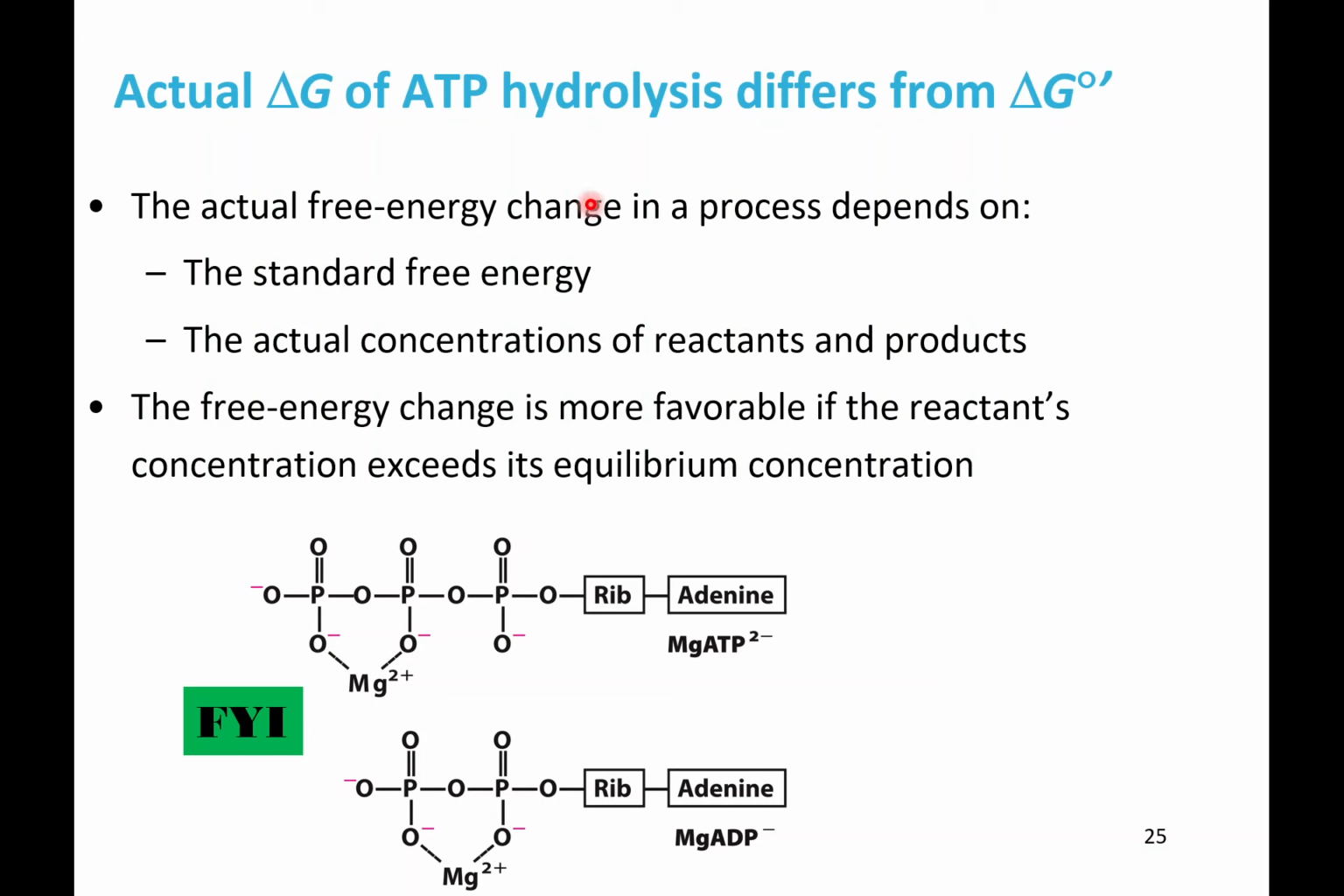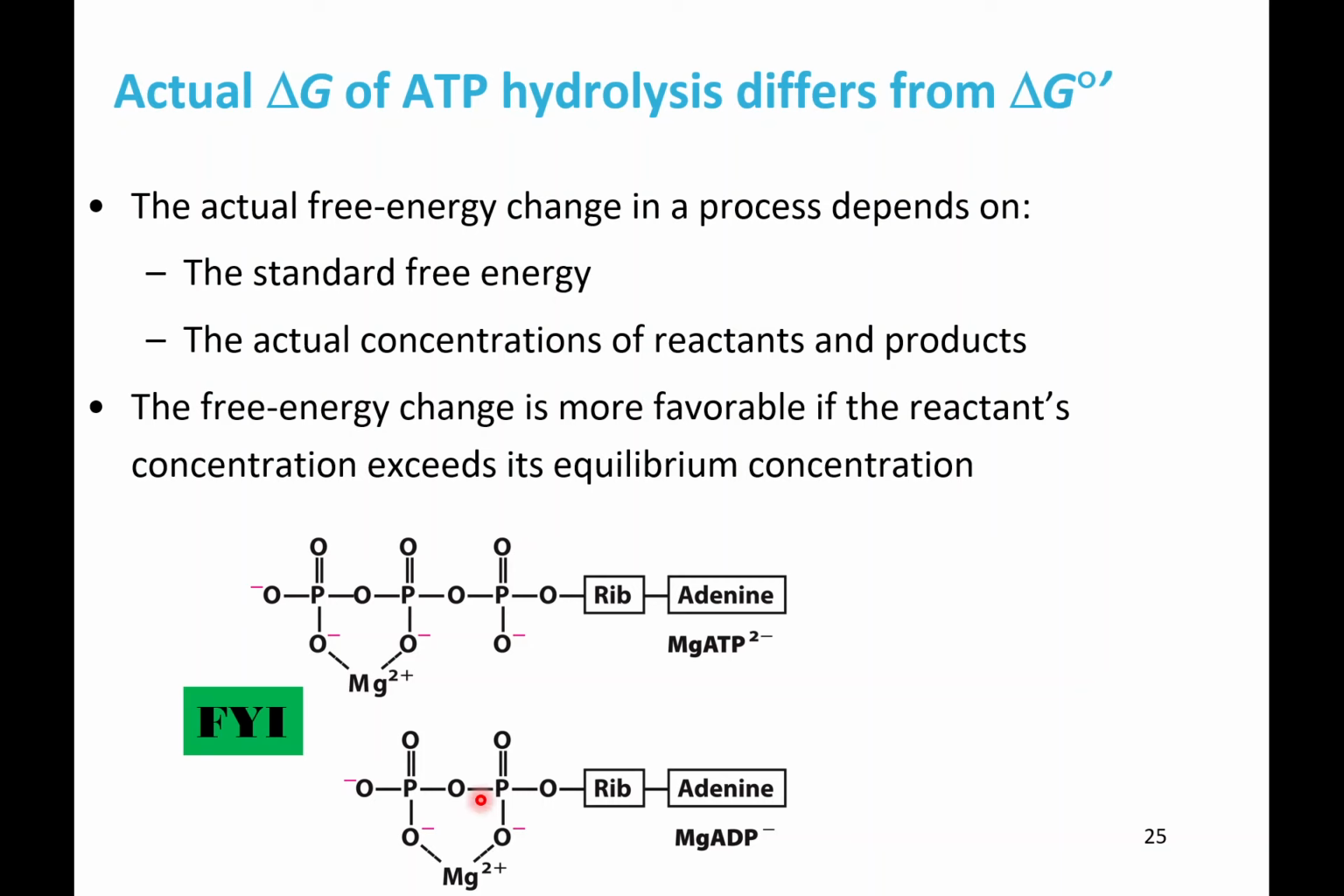The actual free energy change is going to depend on the standard free energy, but then the actual concentrations of the reactants and the product. So it does vary a bit. The free energy change is more favorable if the reactant concentration exceeds the equilibrium concentration. So if you have a higher concentration of ATP than the equilibrium concentration, that's going to drive it forward even more.